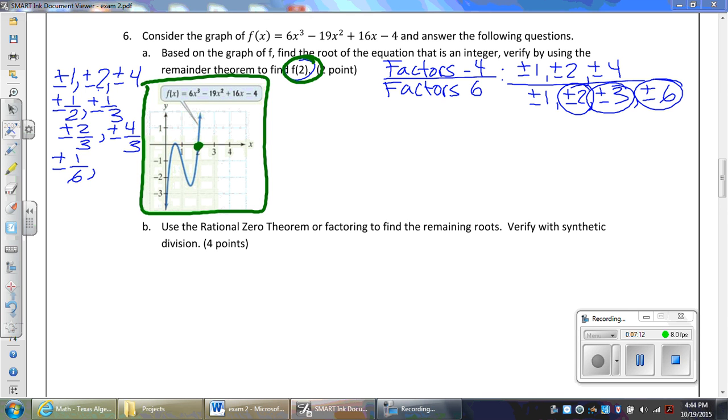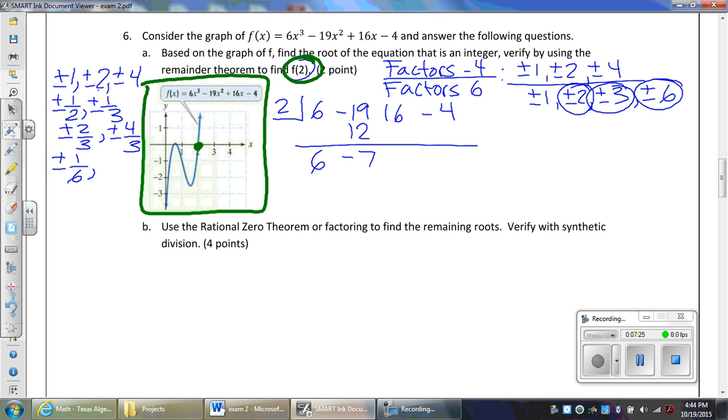And so you do synthetic division with a 2, use the coefficients 6, -19, 16, -4. Drop the first number, then this is 12, -14, 4, 0. So that means that we found a 0, and that is 2.